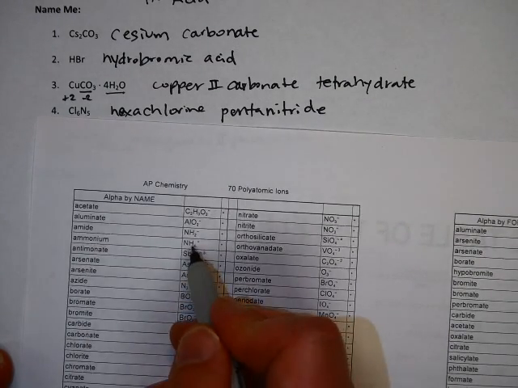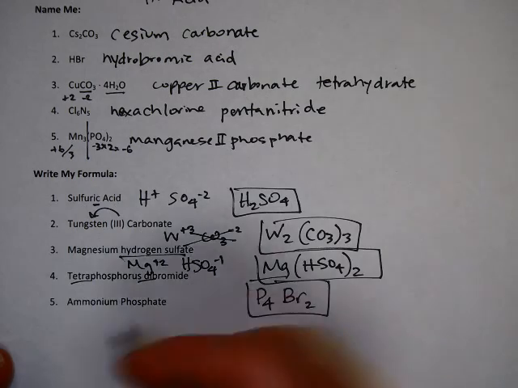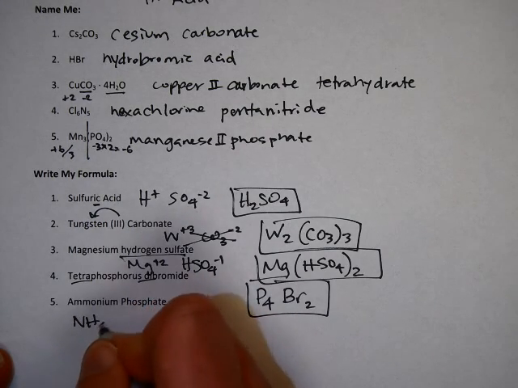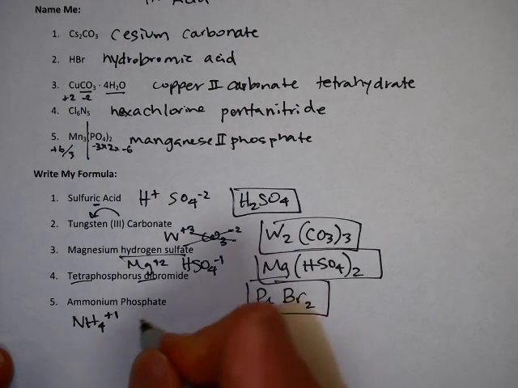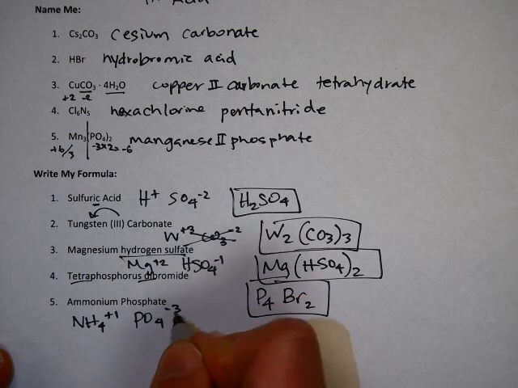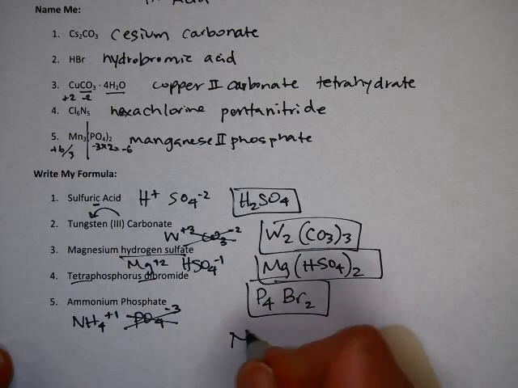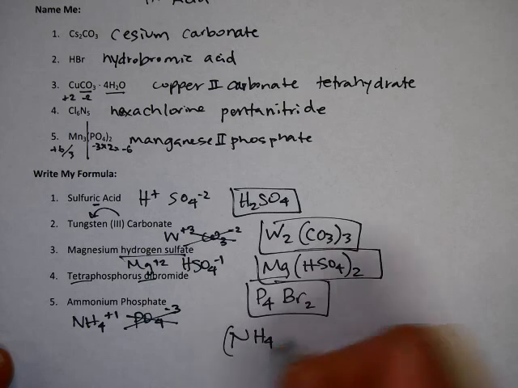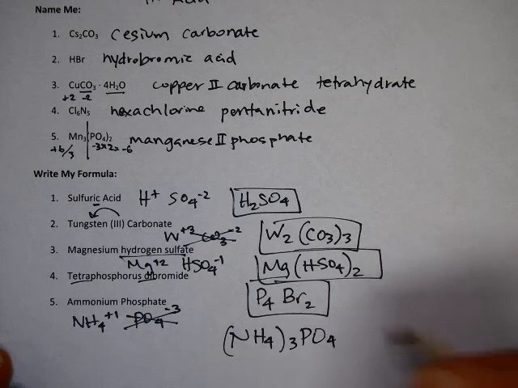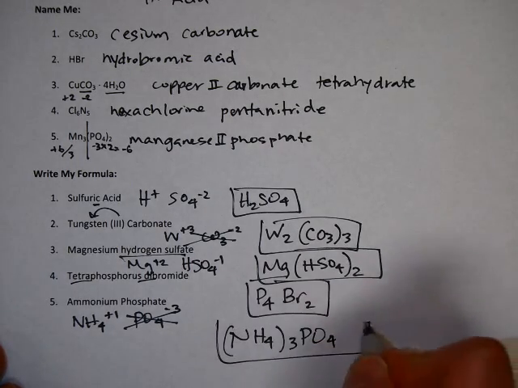And finally, we've got ammonium phosphate. Ammonium is the only positive polyatomic. It's right here. It's got a +1 charge, NH4 +1. And there's no prefixes, so you should crisscross it. Phosphate, it's a -3 charge, 3 goes there, 1 goes there, and you would have NH4 3, PO4.